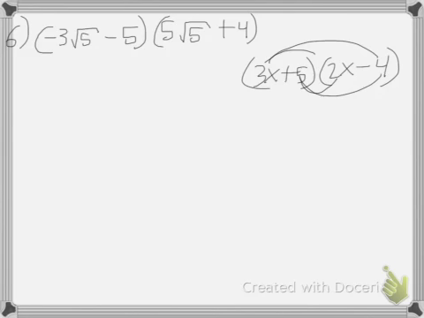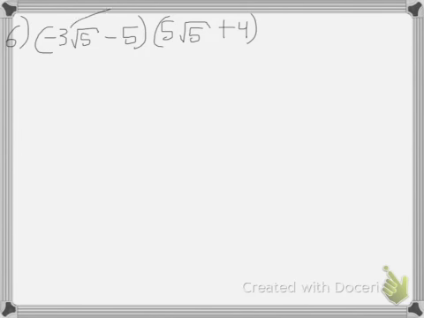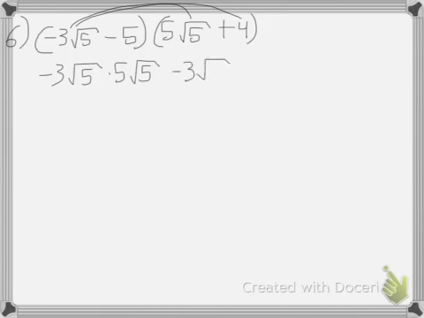We're going to do that same thing but with square roots. So let's look over here at the square root one. We're going to multiply the first of these. So that's going to be negative 3 square root 5 times 5 square root 5. And then I'm going to multiply the second one, so I'm going to have a minus 3 square root 5 times 4. And then the insides, that's going to be negative 5 times 5 square root 5. And then the last ones, negative 5 times 4, which is 20.